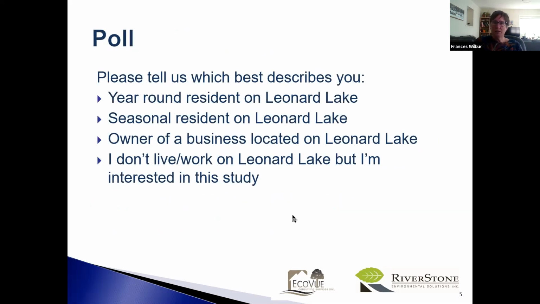We just want to start this by doing a poll to find out where everybody is from. It helps us know who's on the call and just the background of everybody. So if you could answer the question for us, that would be great. And I'll just leave it a couple of seconds to give everybody a chance. So it looks like we've got a number of seasonal residents on Leonard Lake, a couple year-round residents, and some people here who are just interested in the study.